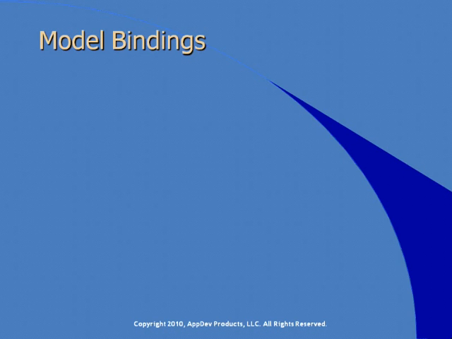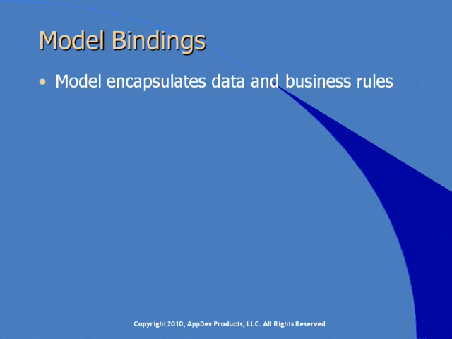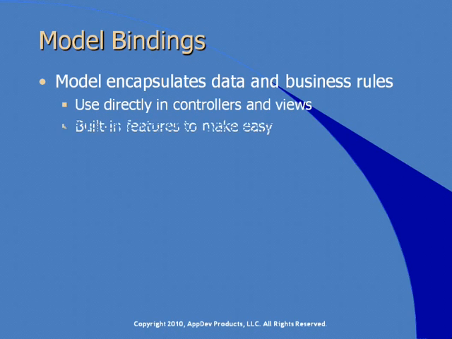Another way that you can populate the value of an action method parameter is through a model binding. A model encapsulates the data and business rules of an MVC application, and you can use a model directly with your controllers and views. Because this is such a common requirement, ASP.NET MVC has many built-in features that make using model objects very easy.